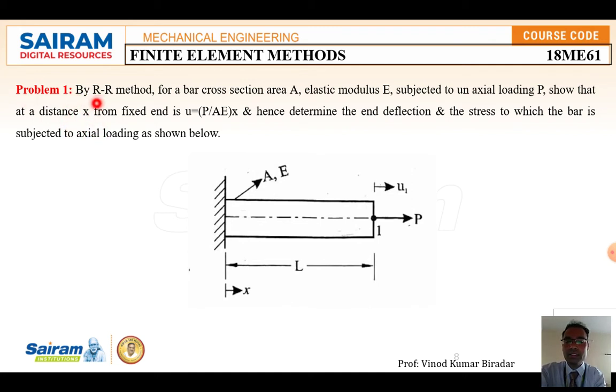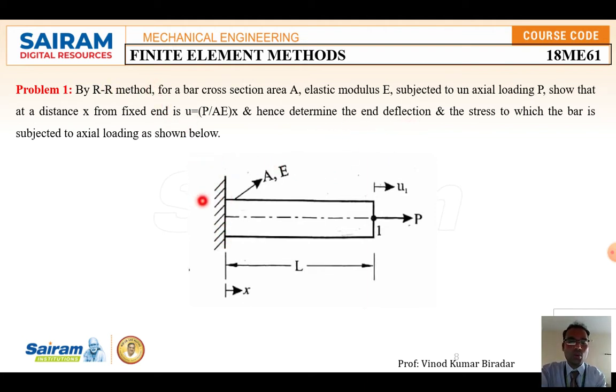Problem number 1, that is the Rayleigh-Ritz method, the RR method. RR method is nothing but the Rayleigh-Ritz method. By using the RR method, for a bar of cross section area A and elastic modulus E and subject to uniaxial load P, show that at a distance x from the fixed end, U is equal to P by AE into x, and hence determine the end deflection and the stress to which the bar is subject under an axial load. So you have to calculate the stresses, strain, that is the deflection of the given bar.